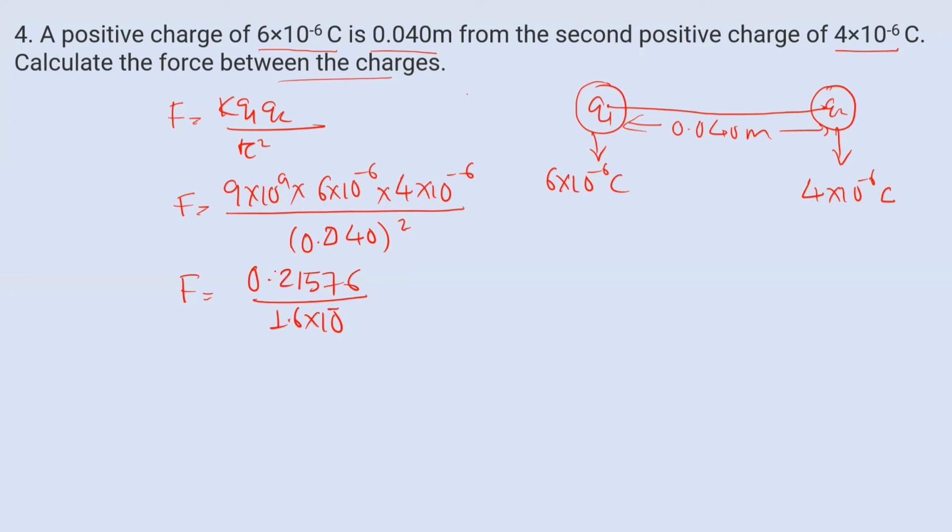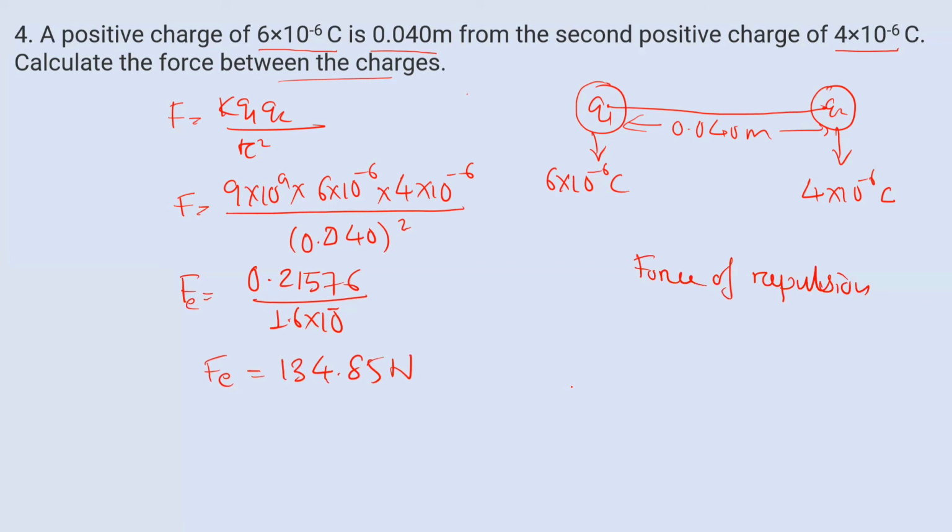Clear? So when you calculate this, you will get the electrostatic force, and this is repulsion since both are positive charges. You will get 134.85 Newton. So this is the answer. And if you are asked what type of force it is, you will say force of repulsion. They will have a repulsive force. In the last question, you had the attractive force. In this question, you will have the repulsive force.